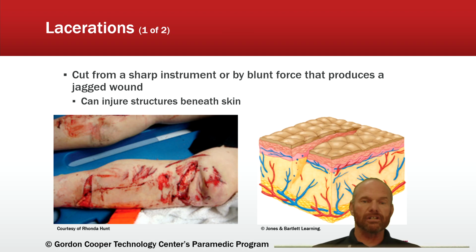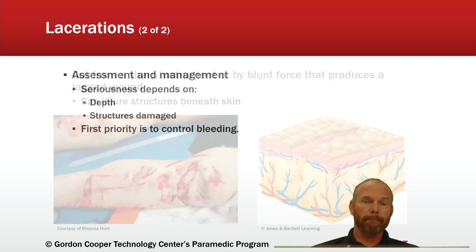And then a laceration, we mentioned that's a cut inflicted by a sharp instrument or by blunt force that produces a jagged wound. So you have lacerations and then incisions. An incision is more of a clean linear cut, and a laceration is kind of a jagged or irregular cut. Obviously, there's potential for deeper injury, so lacerations can injure structures that are beneath the skin.